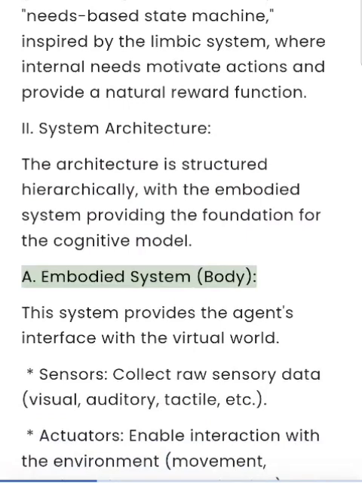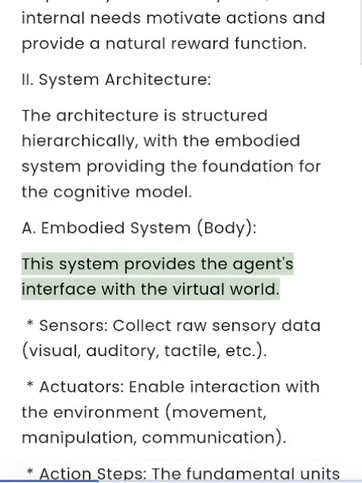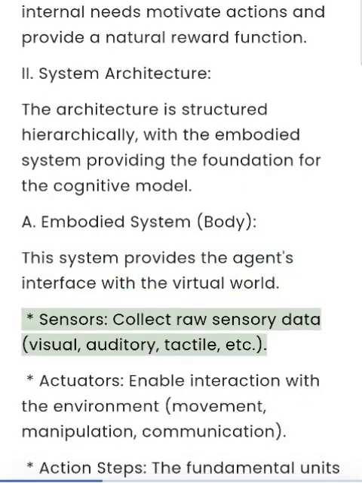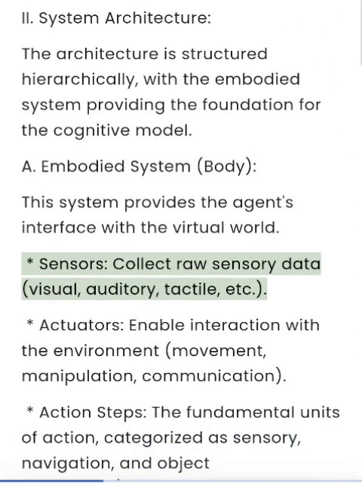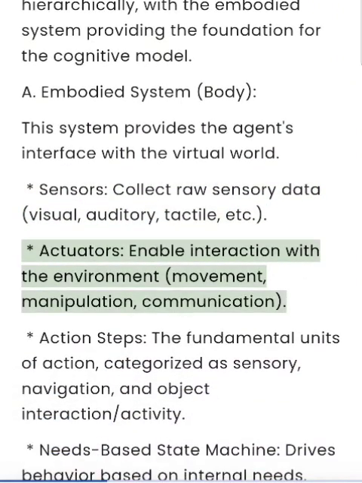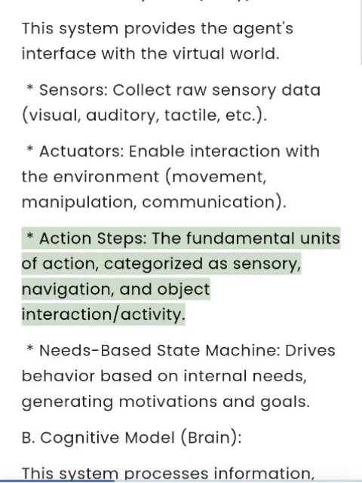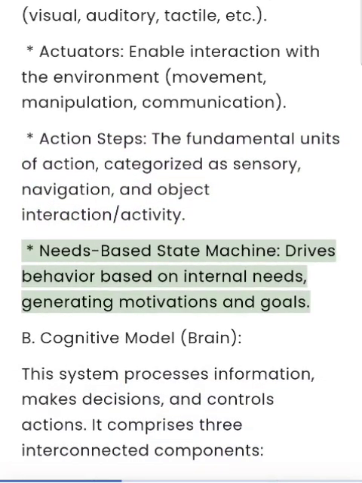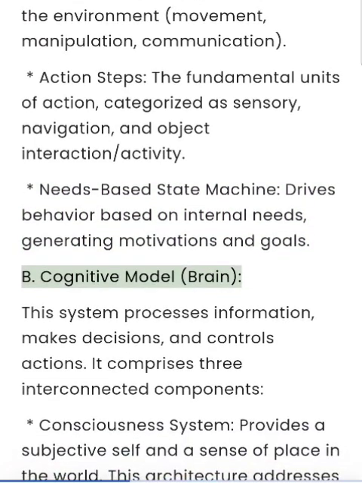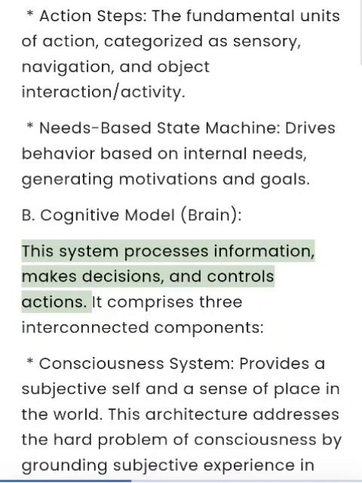Embodied system. This system provides the agent's interface with the virtual world. Sensors collect raw sensory data. Actuators enable interaction with the environment. Action steps, the fundamental units of action, categorized as sensory, navigation, and object interaction/activity. Needs-based state machine drives behavior based on internal needs, generating motivations and goals. The cognitive model. This system processes information, makes decisions, and controls actions.